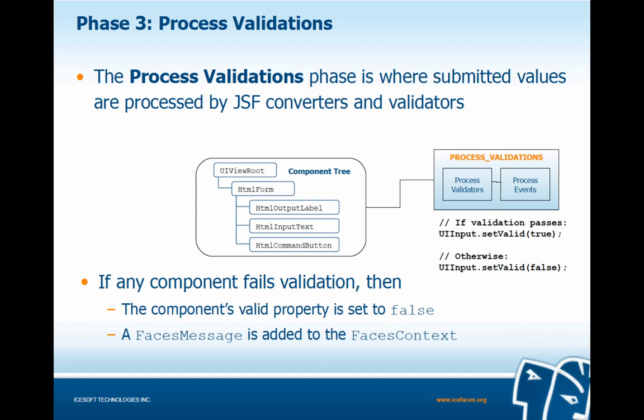The third phase is the process validations phase and is where submitted values are processed by JSF converters and validators. The main purpose of conversion and validation is to ensure that all values have been properly sanitized before updating our model data. So if any component fails validation, then the component's valid property is set to false and a Faces message is added to the Faces context.